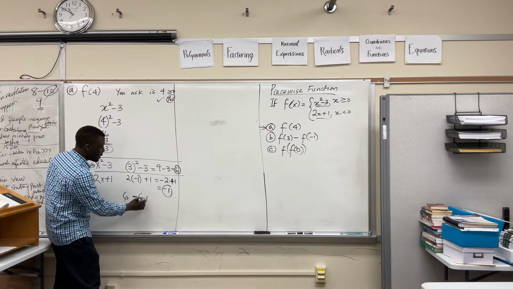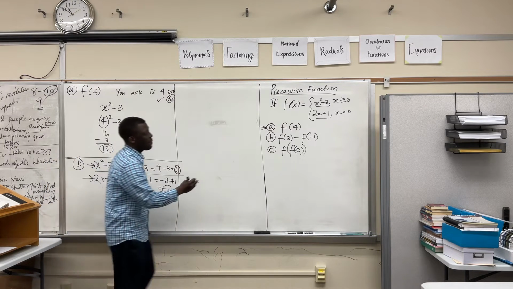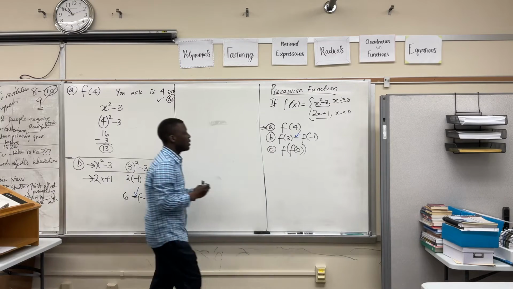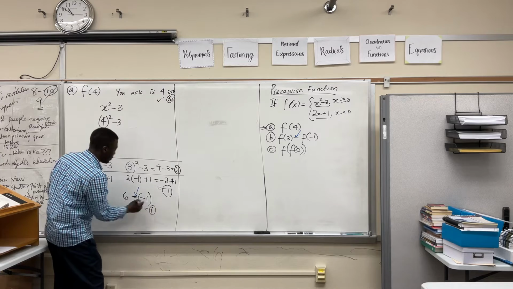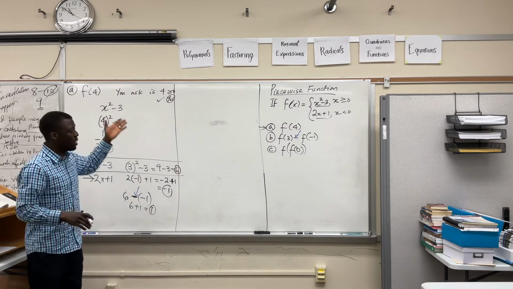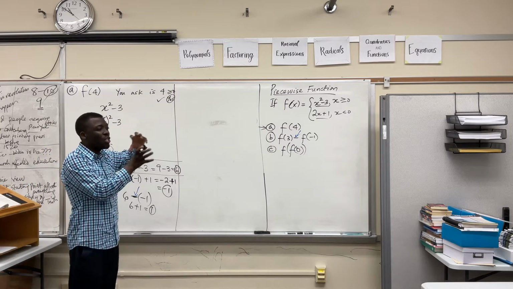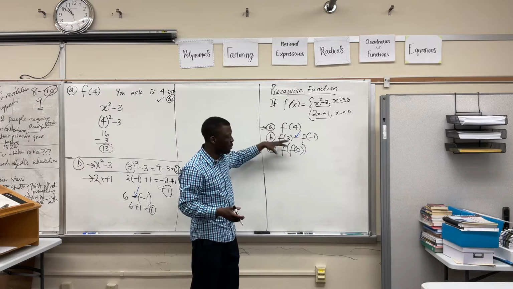There's a minus in between them, right? This minus is the same thing as this minus. So therefore, it will become 6 plus 1, which is 7. So that's how we do that particular problem. It's a piecewise function. You need to know what the domain represents, and then you use the appropriate domain for the appropriate function.